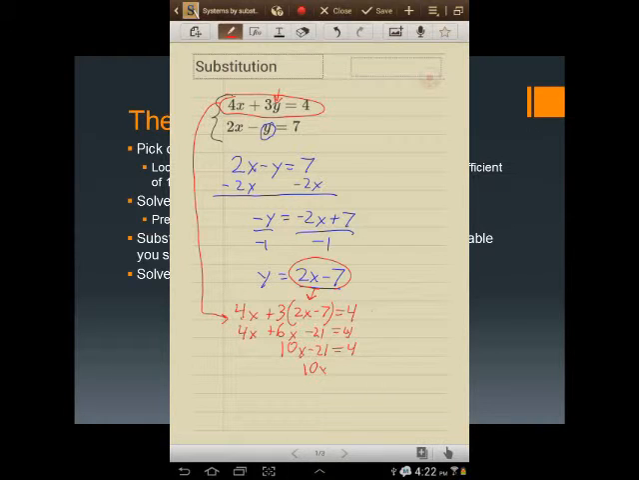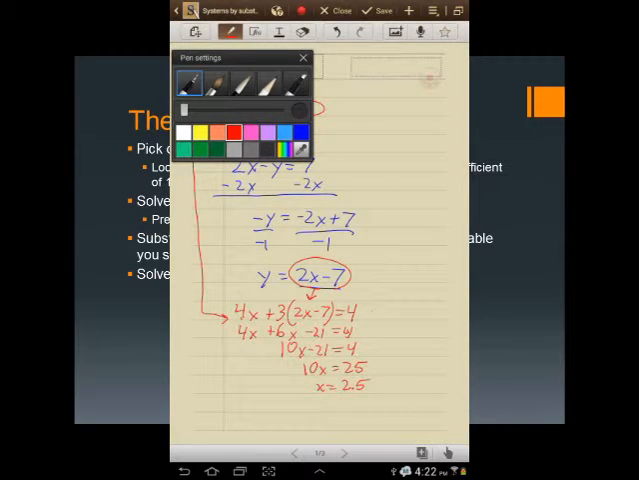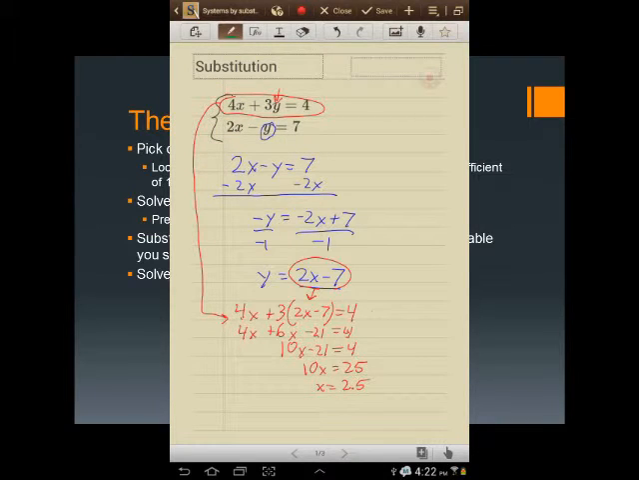I'm going to add that 21 over. Divide by 10. X is 2.5. Now, switch to green. I'm going to take this value that I just found for x and put it in either of the original equations. I think I'm going to put it in this one just because why not?